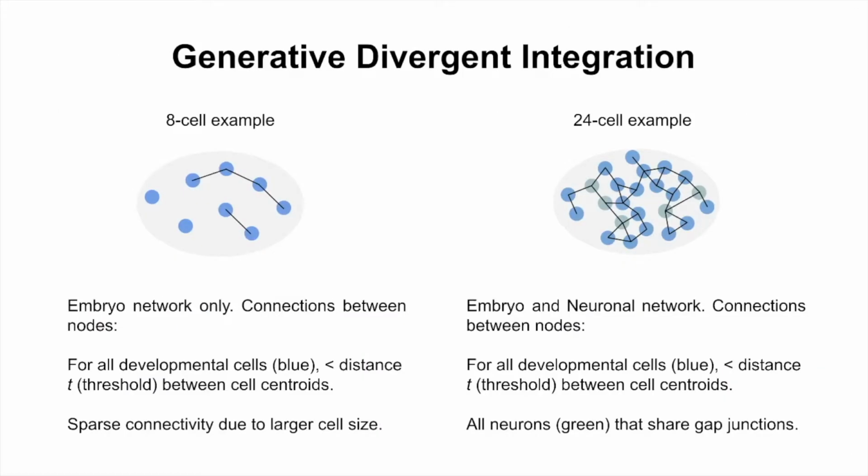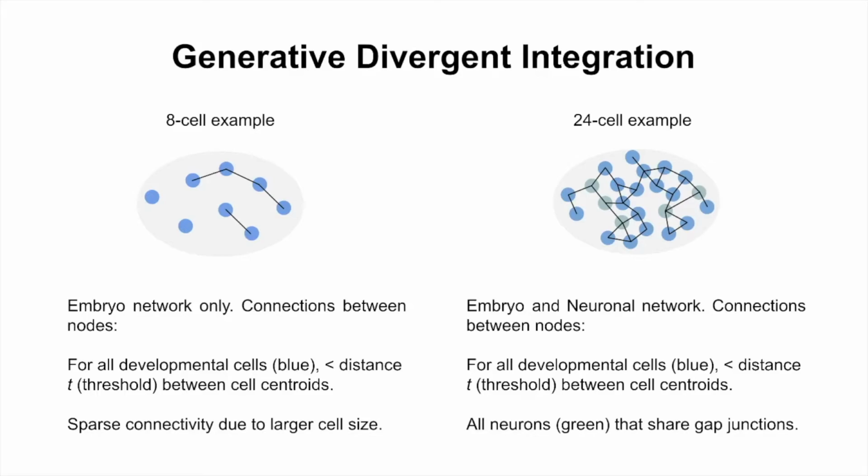This leads us to something called generative divergent integration. So we have 2 examples here. One is of an 8-cell embryo where the cells divide and you have this bipartite network based on the thresholding criterion that we use. But as the number of cells expands and you start to get differentiation, you start to get 2 networks. You get an embryo network and then you get a connectome.